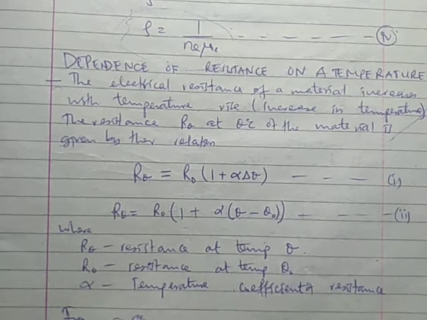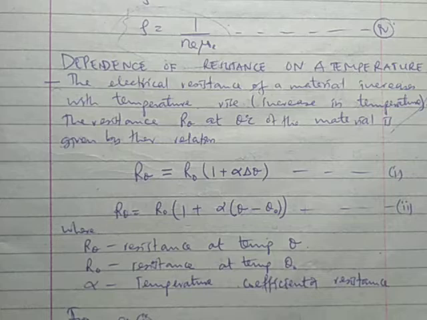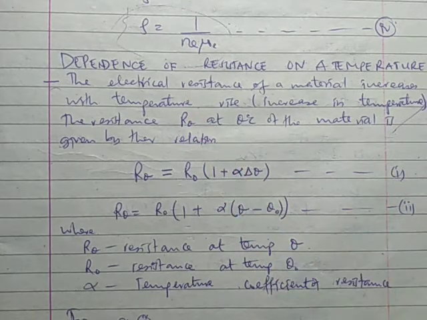In this session, we are going to discuss the dependence of resistance of a material on temperature, how the resistance of the material tends to depend on temperature. So what we are saying is that the electrical resistance of a material increases with the temperature rise. An increase in temperature increases the resistance.